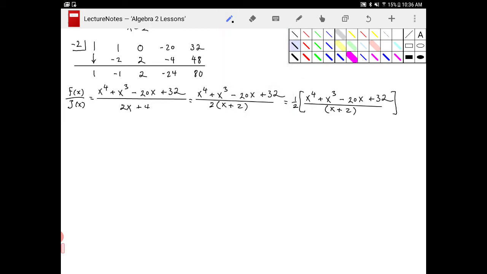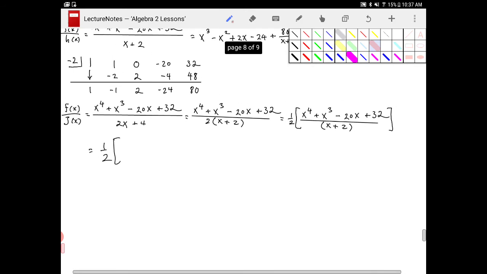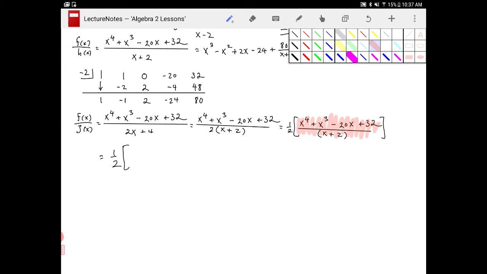So in order for us to perform this division then, this is equivalent to, again, 1/2 times the answer that I got before. And we've already performed this division, didn't we? This guy here, didn't we perform that division just a moment ago? Right? Wasn't that completed in this step over here? We did that already before, right? So in order for us to figure this out, this is the same thing as, and we figured it out over here, by the way, in case you guys forgot. So this is the same thing as x to the third minus x squared plus 2x minus 24 plus 80 over x plus 2. That's what it's equivalent to.